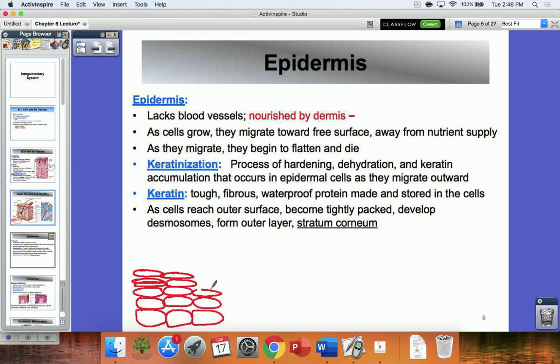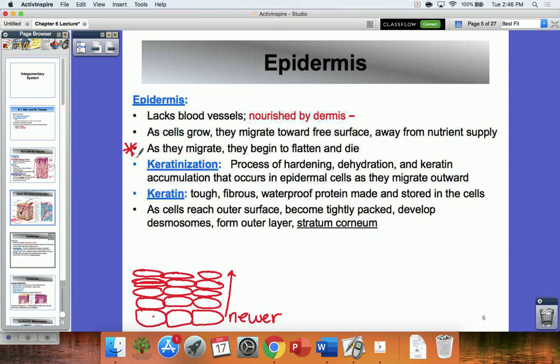And so one of the concepts that you need to know is that these cells, as they grow and as you make more cells towards the bottom, these are our newer cells. They're going to move upward, they flatten, and they die. They're also going to become keratinized, which means that they become a bit harder.